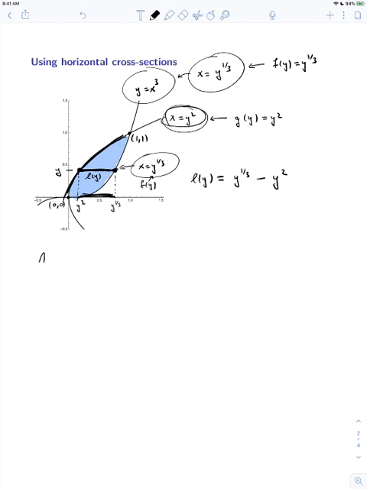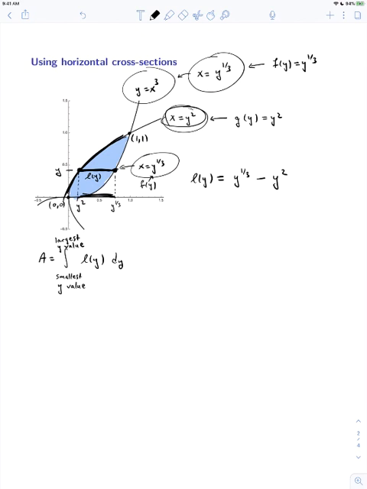So the area is going to be equal to the integral, and again we're going to be integrating now with respect to y, so it's L of y dy. And the bottom limit of integration is the smallest y value, and the upper limit of integration is the largest y value.